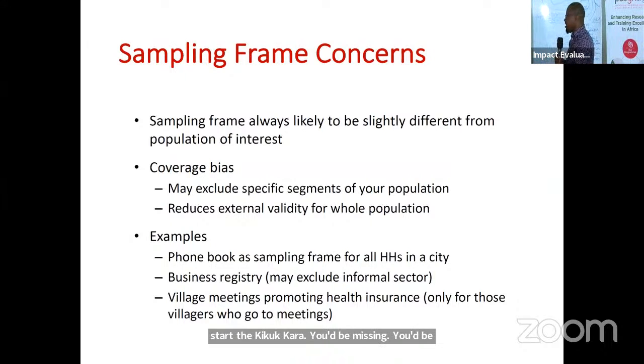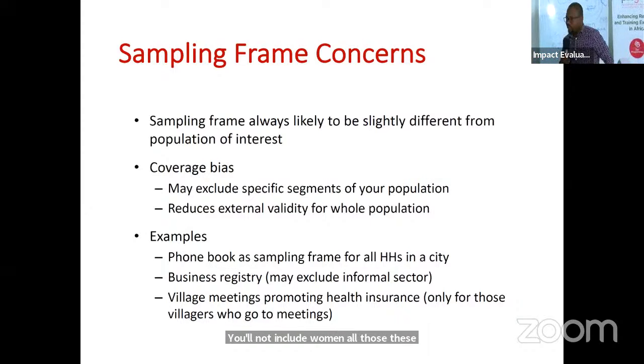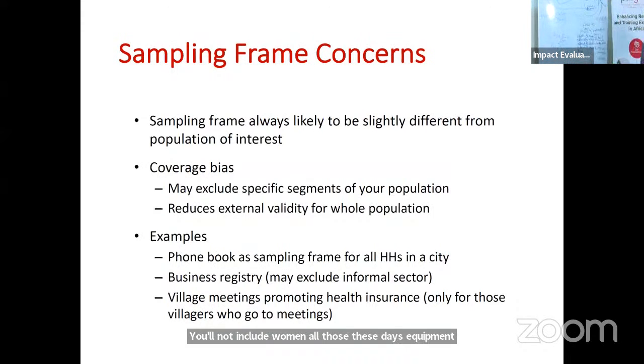Although these days, Kikuyu women, they're tough. They don't joke anymore, which is good. Women need to be empowered.